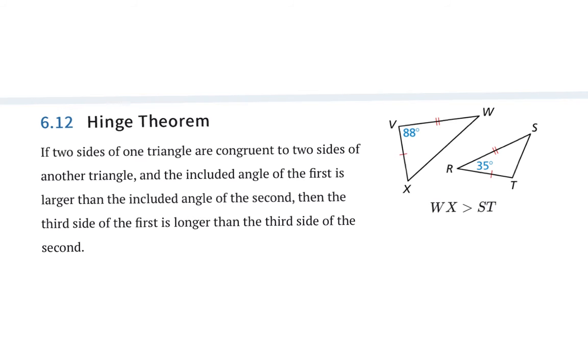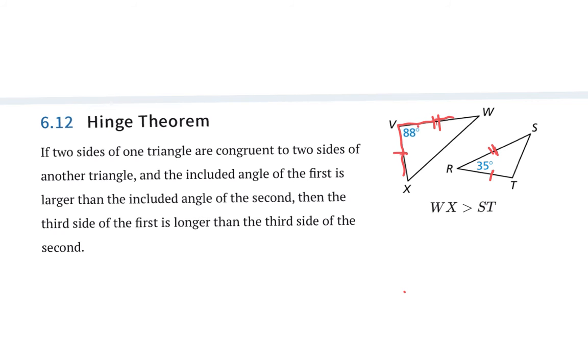So we have the hinge theorem and its converse are both true, and it basically says just what I just told you. If 2 sides of one triangle are congruent to 2 sides of another triangle, then we're going to look at their included angle. The included angle, again, is the angle between those 2 sides. So here we have this side and this side. VW is congruent to RS, and VX is congruent to RT.